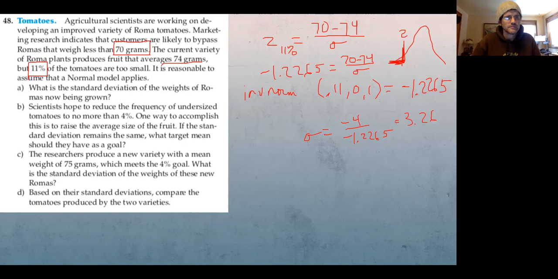Okay. Scientists hope to reduce the frequency of undersized tomatoes to no more than 4%. One way to accomplish this is to raise the average size of the fruit. If the standard deviation remains the same, what target mean should they have as a goal?